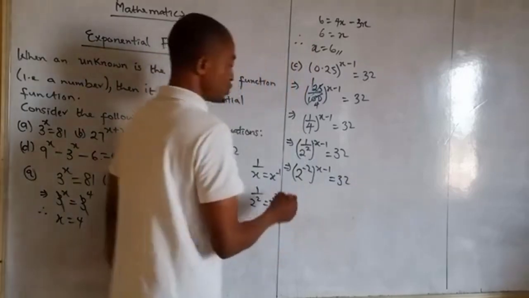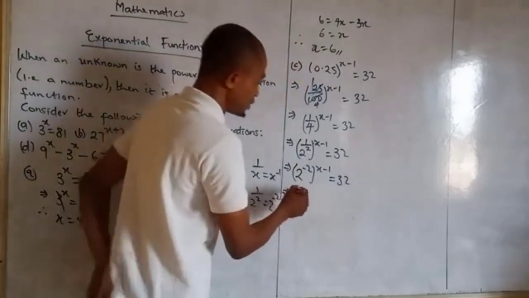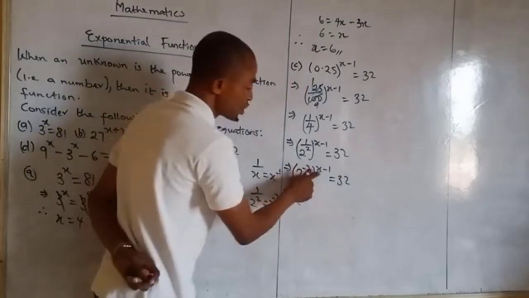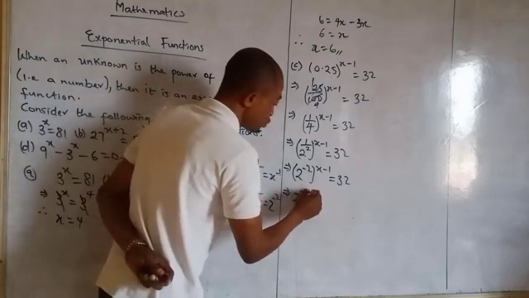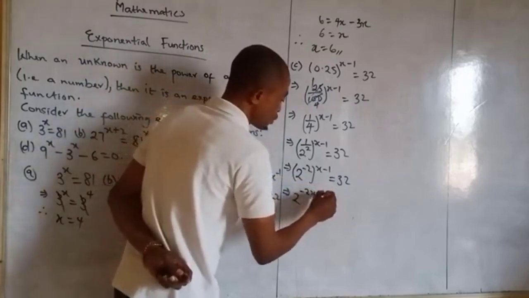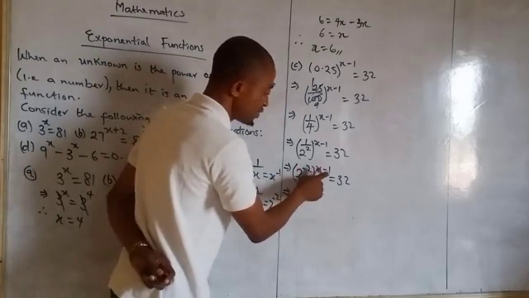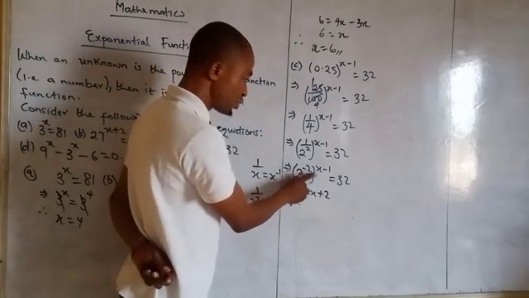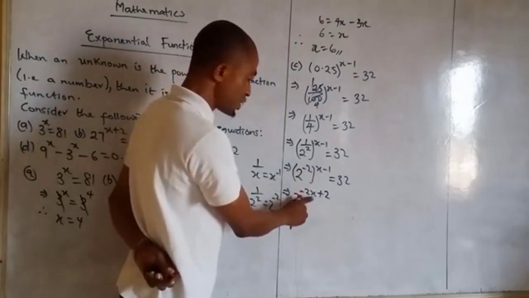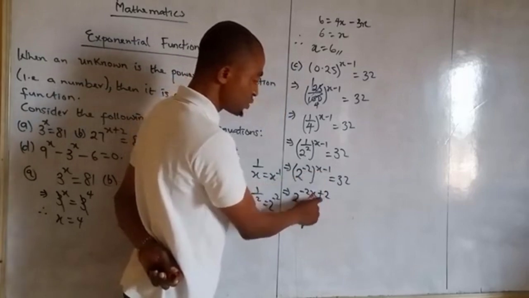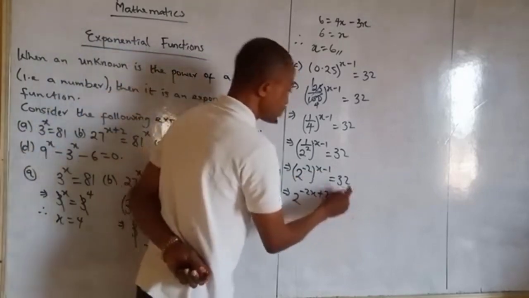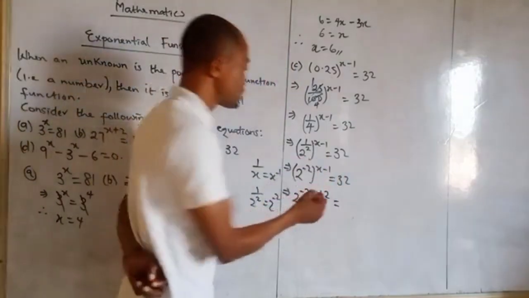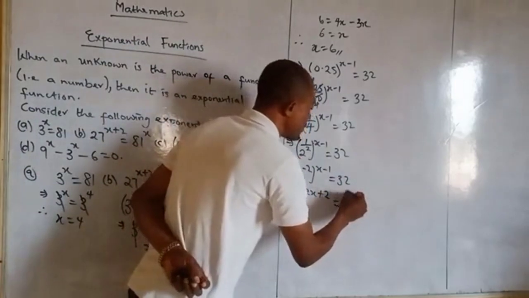So when we solve this, we have 2 to the power of negative 2 multiplied by x. That will give us negative 2x. Then negative 2 multiplied by this negative 1 will give us positive 2, equal to 32. And we express 32 in power of 2, which is the same thing as 2 raised to the power of 5.